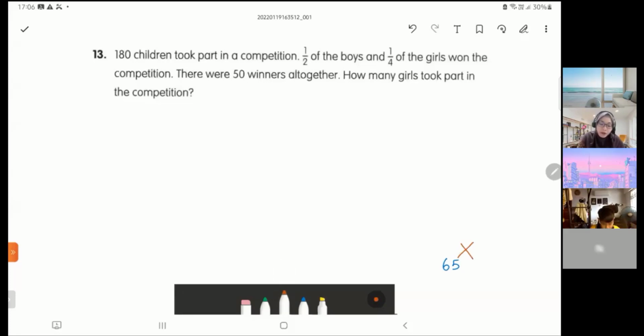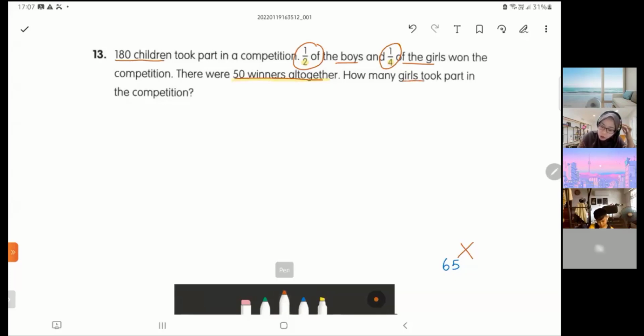Okay, so 180 children took part in a competition. Half of the boys and 1/4 of the girls won the competition. Take note, the boys and the girls are not the same. Even though the numerator is 1 and 1, look at the denominator. It is 2 and 4. So when I draw my model, the boys' unit size cannot be the same as the girls' unit size. Take note. This is where many students got it wrong.